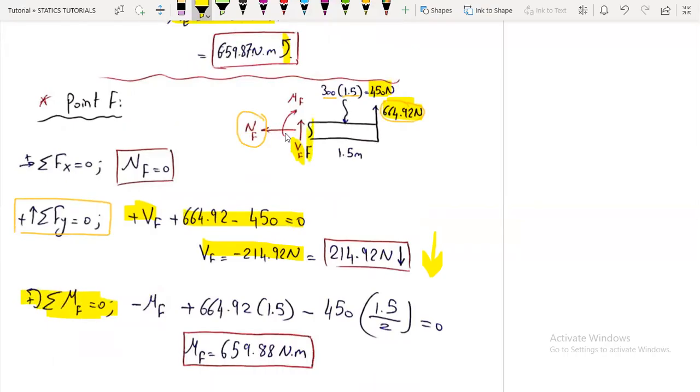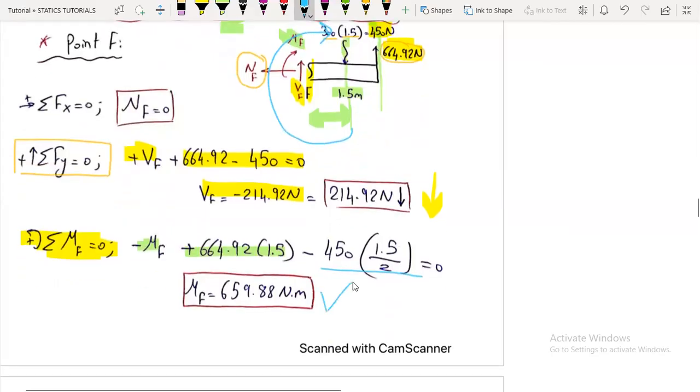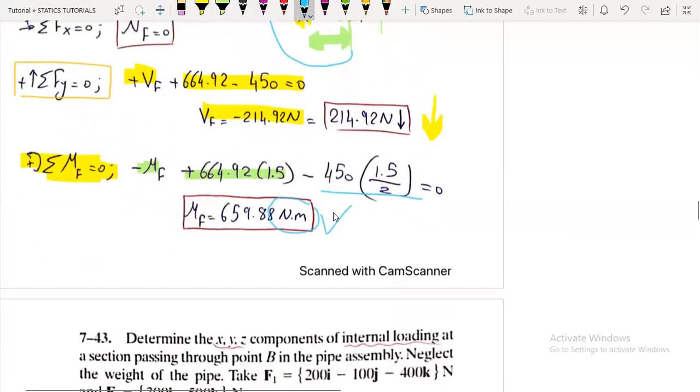So the shear and the axial will not be included. We have what? Minus MF, it's rotating clockwise, positive 664.91 force multiplied by the distance, and it's acting counterclockwise, so it's positive, okay? And here the MF is negative because it's acting clockwise. And finally, the resultant multiplied by the distance, which is 0.75, okay? And it is what, rotating clockwise, so it is negative, about point F equals to 0, and we will get the moment at point F in newton-meters, okay?